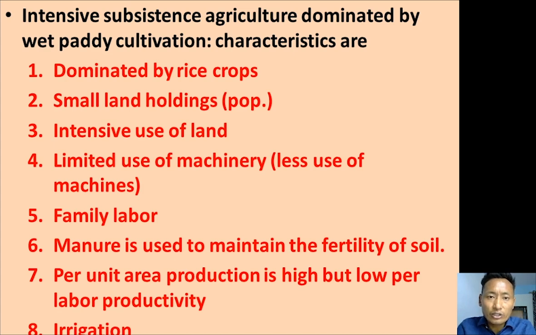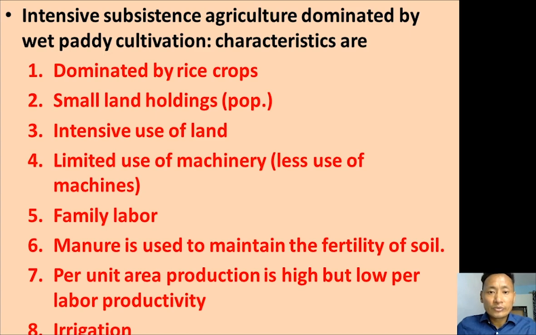So in order to subsist themselves and their family, they are compelled to cultivate two or more crops on the same agricultural land because of the large size of population and small agricultural land. This is intensive use of land. Intensive use of land means they are cultivating two or more crops on the same agricultural land. Because of that, there is intensive use of agricultural land. Next, limited use of machinery.